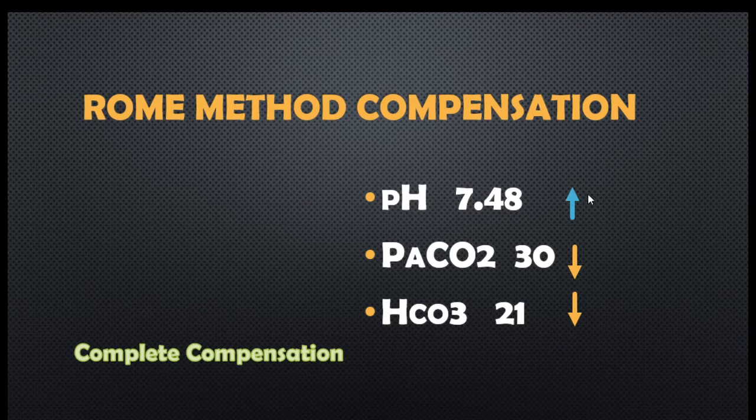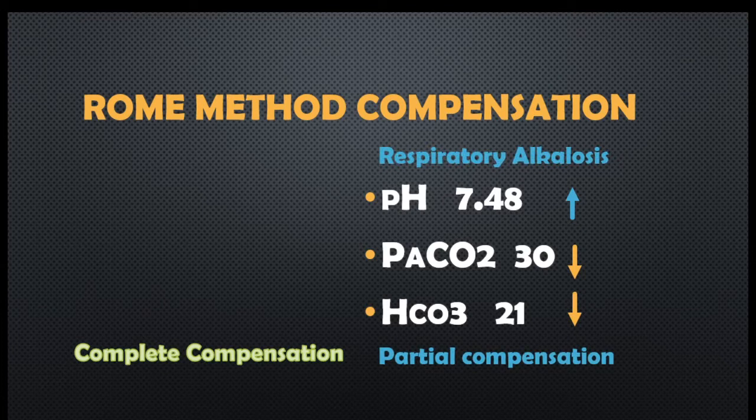The question is, is this complete or incomplete? You can analyze if it is complete or incomplete by looking at the pH. Is the pH normal? If it is normal, we can conclude that it is a complete compensation. But in this case, this is abnormal. So it means that the compensation of our body is not enough to bring the pH level back into the normal values. So this is what we call a respiratory alkalosis partial compensation. Partial compensation because the pH level is not within the normal values.